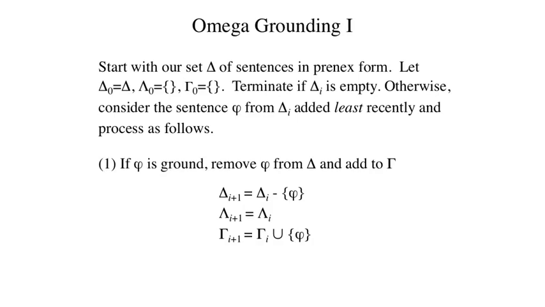Okay, so here's the omega grounding. Once we have a set delta of sentences in prenex form, we compute the omega grounding as follows. We start with our set delta, an empty set lambda, and an empty set gamma. And we repeatedly apply the following transformations to the sentences in delta one at a time, processing sentences in the order in which they were added to delta. Our first rule here deals with ground sentences. If a sentence phi in delta is ground, we simply remove it from delta and add it to gamma, same as with FHL.